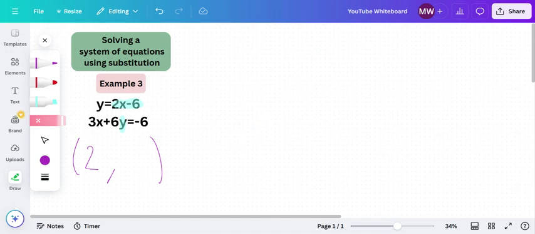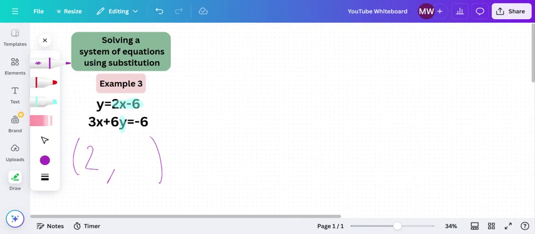Now, we could use either equation. One is easier to use than the other, and that's the one that already says y equals, because all we're going to have to do is a little multiplication and subtraction, and then we'll have our answer. If you use the second equation, you will still get the same answer. You're just going to be doing a little bit more math to get there.